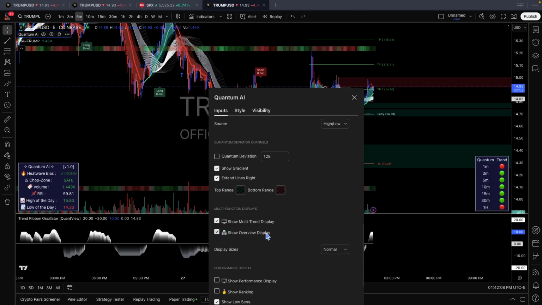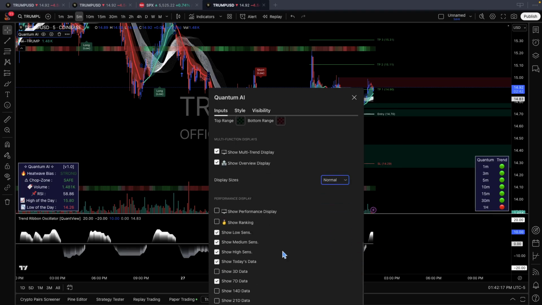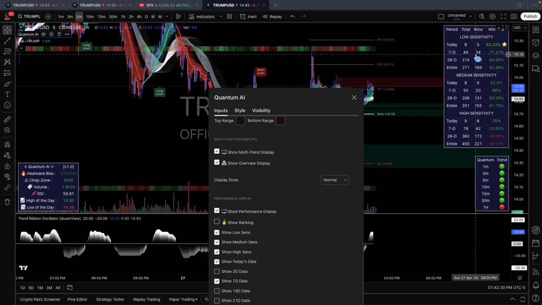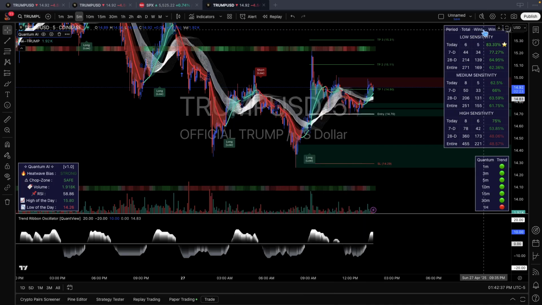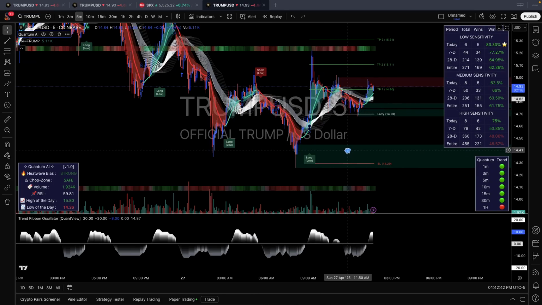And then the show overview display right here, boom. You can change the sizes of it depending on your monitor or if you're on a phone. I leave it on normal since I'm on just my desktop. I don't need this on my screen, but it will show you the performance, low sensitivity, medium sensitivity, high sensitivity, 7 days, 28 days, entire, and so on. So it just shows you historical winning data.